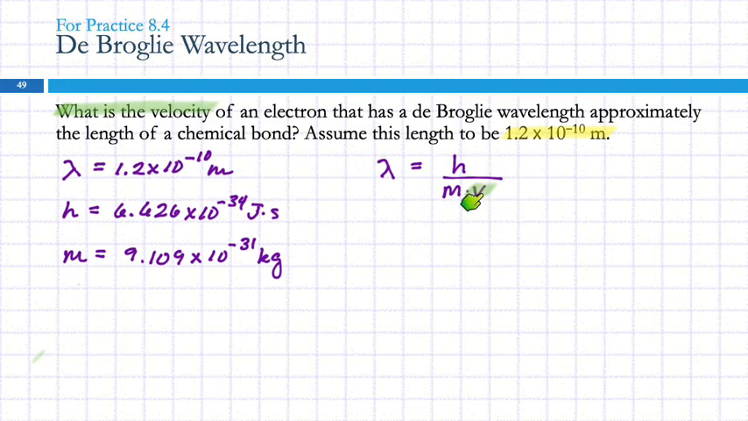Okay, to solve this for v, we need to rearrange the equation. You can use the number solver on your calculator. If you don't have that, what we want to do is cross multiply to get rid of the fractions. So those things and these things. So we end up with lambda times mass times velocity is equal to h. And then we can divide, and we end up the velocity is equal to h divided by lambda times m.